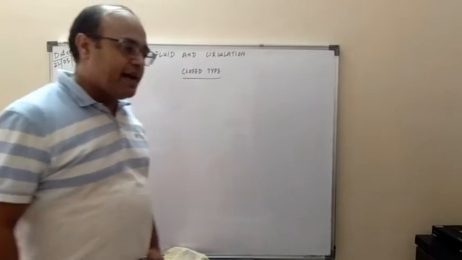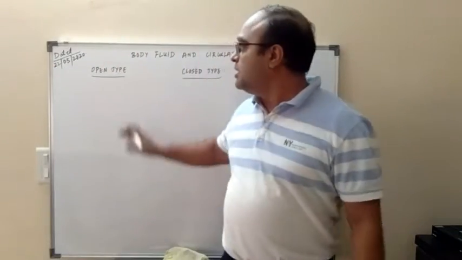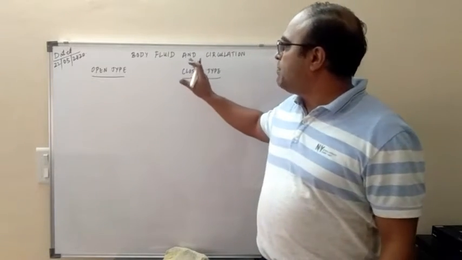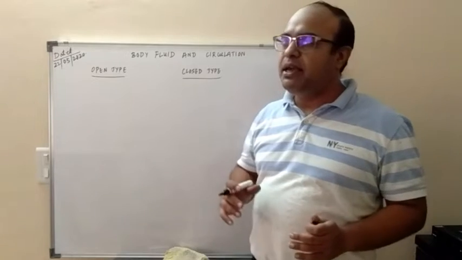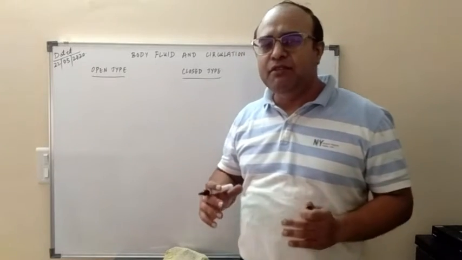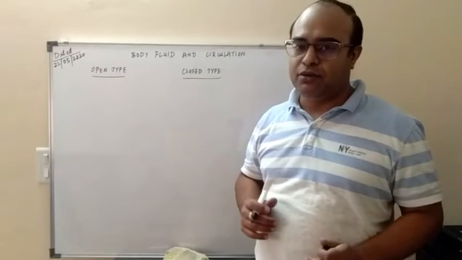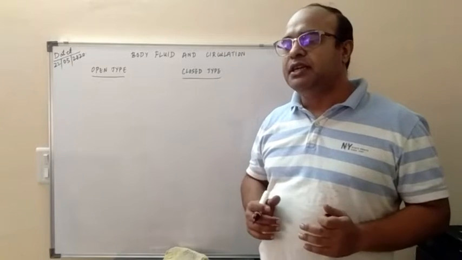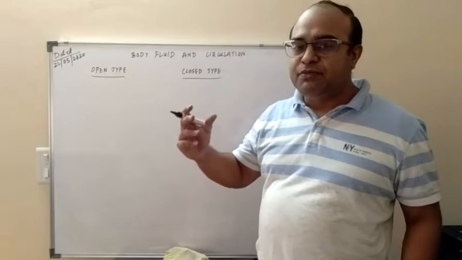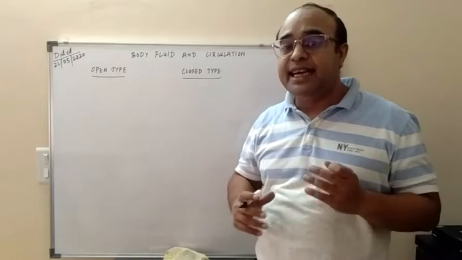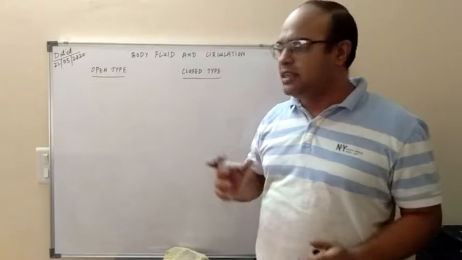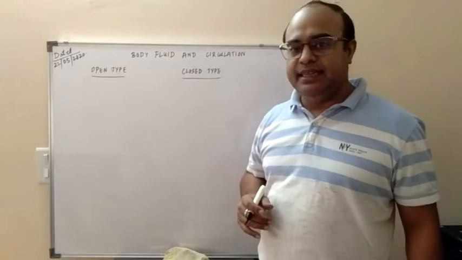Today in this class I am going to explain to you about the open type and closed type of circulatory system. Okay. So in this class I would be emphasizing more on the evolutionary trends of the heart. Evolution. What are the primitive characteristics, what are the modern characteristics, how the heart has been modified, all these things we would be dealing with in this section.